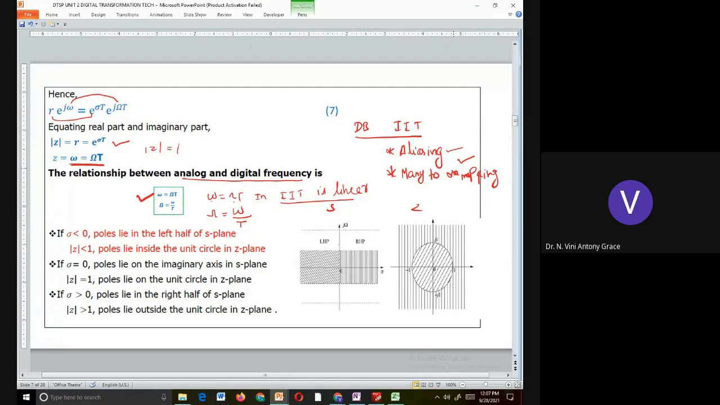Aliasing occurs because of overlapping of high frequency over low frequency, is it not? So all high frequencies will be removed. Then we send the band limited signal, but in practical cases the band limiting cannot be done perfectly. So always IIT will be associated with this aliasing problem at times. That is the main drawback. The other drawback is many to one. Many poles on the S plane can be mapped into a single point on the Z plane.